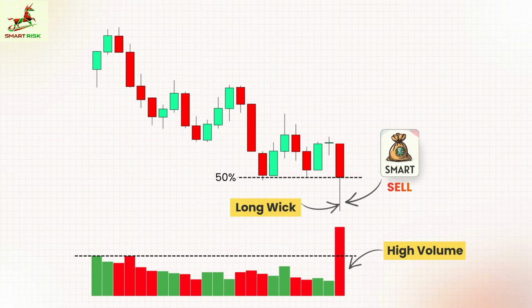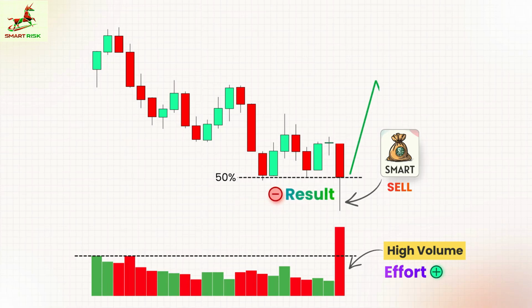This is a textbook effort versus result mismatch. Huge effort to push the price down, but the result didn't follow. This creates a possible reversal zone where price has a strong chance of heading back up. So when you see this setup, you should absolutely avoid entering any short trades. Instead, start watching for signs that the market is getting ready to turn around.